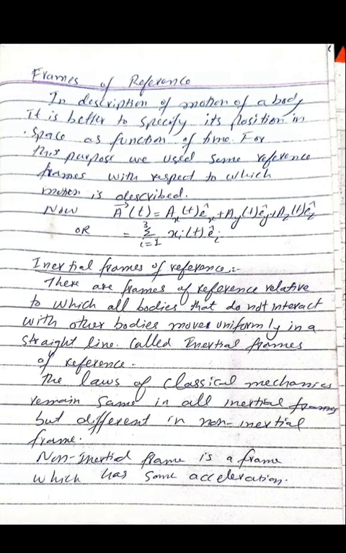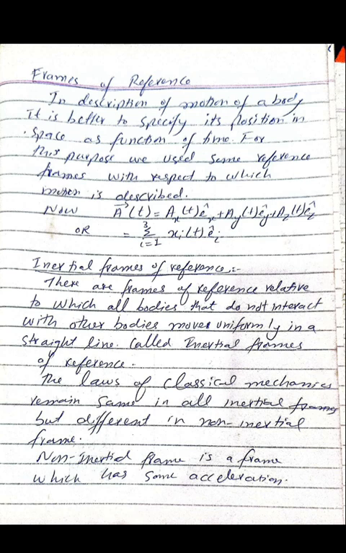Now we have an idea of vectors. They basically describe the position of a point in space. Now let's talk about frames of reference. In the description of motion of a body, it is better to specify its position in space as a function of time. For this purpose, we use some reference frames with respect to which motion is described.